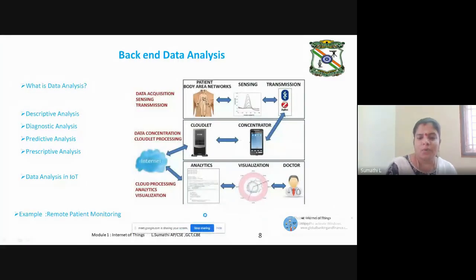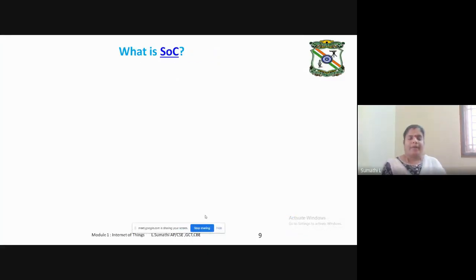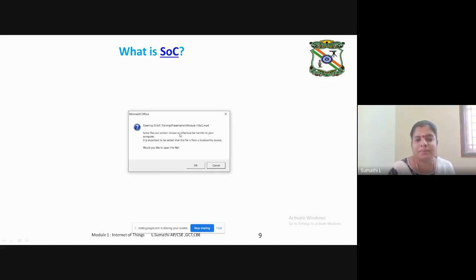Now comes what is SoC, right? Now we will see a small clipping and then we will get back.